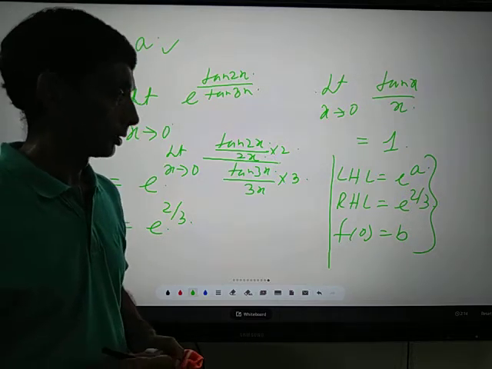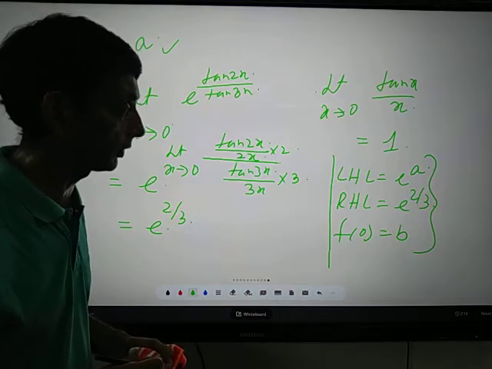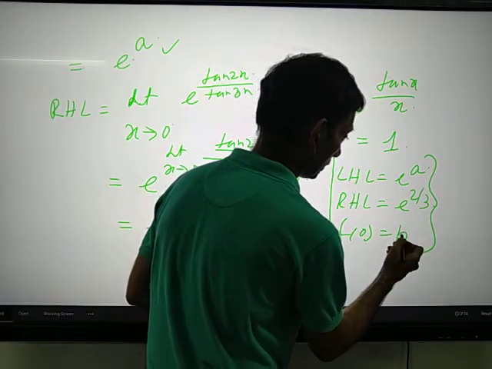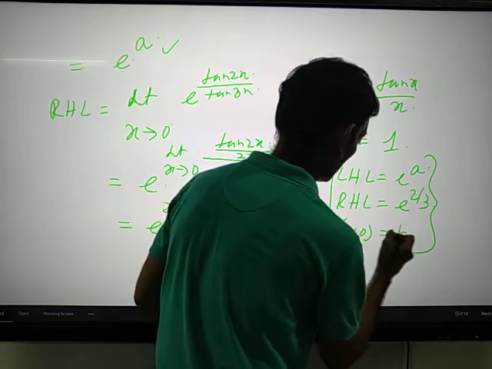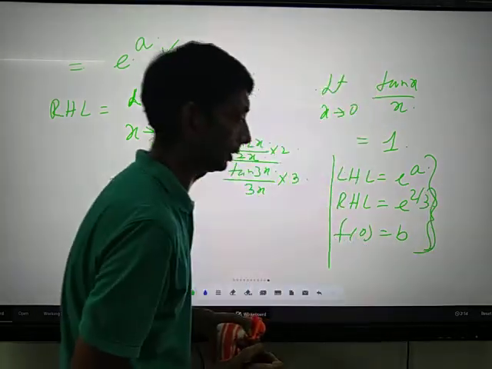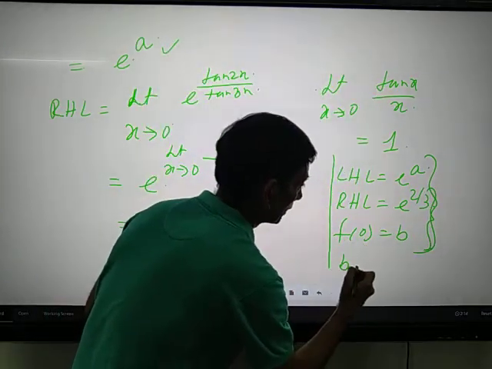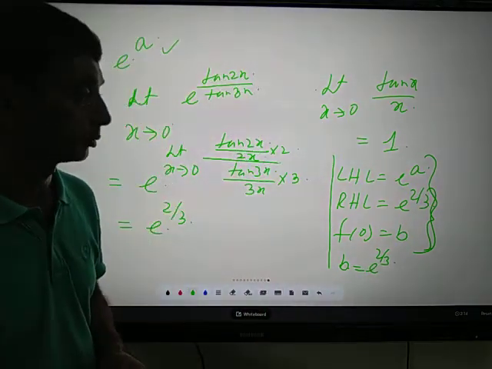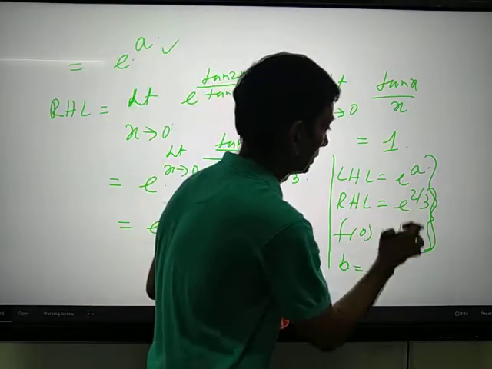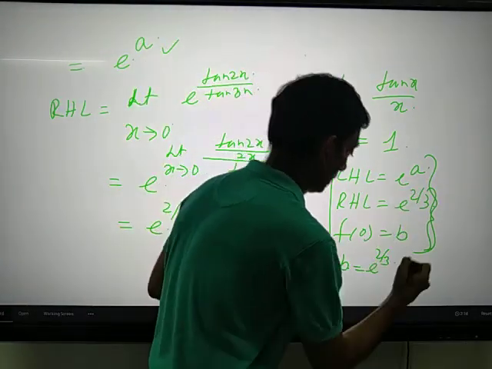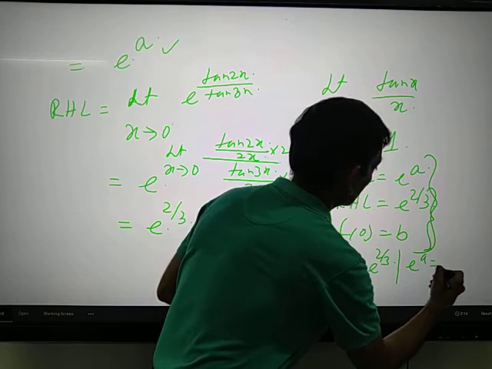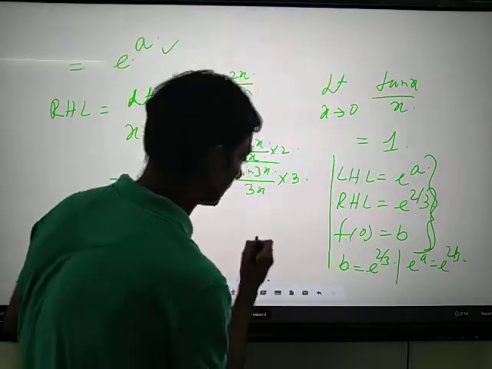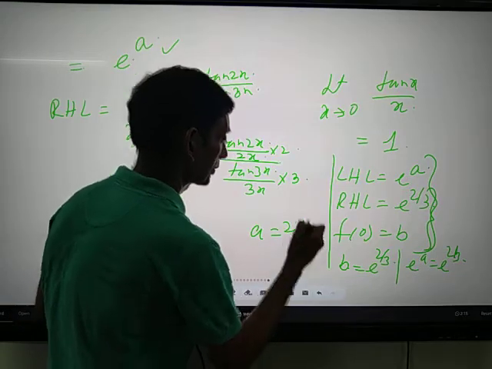We can compare the right hand limit and the functional value. So b is equal to e to the power 2 by 3. Then if we compare the other two values, e to the power a is equal to e to the power 2 by 3. So this gives us a is equal to 2 by 3.